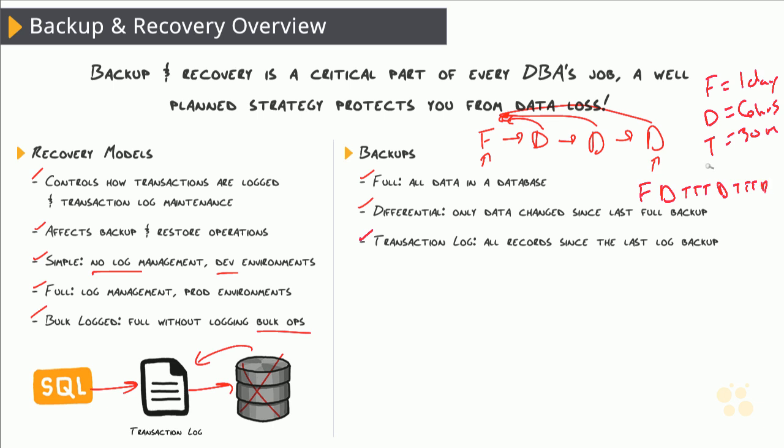Now, if disaster occurred right about here, what would we have to do? We would recover the full, the differential, and then these two transaction log backups, and maybe even to a specific point within this log backup to get us to that exact moment before disaster occurred.